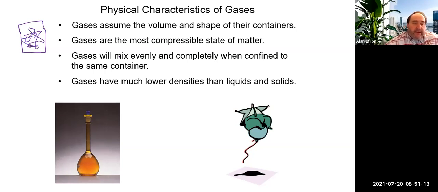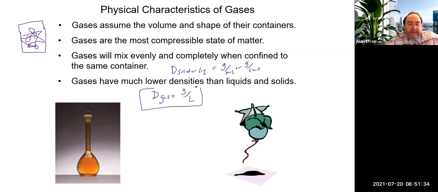So when we talk about densities of solids or liquids, we usually have units of grams per milliliter or grams per cubic centimeter. When we talk about densities of gases, we typically talk in terms of grams per liter, and we will see that a little bit later on in this chapter. We're going to talk about how to calculate the density of a gas.